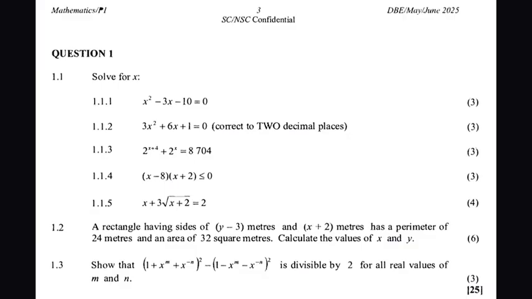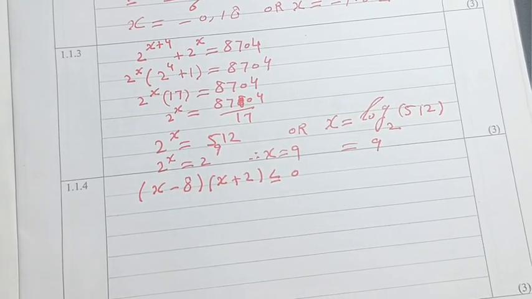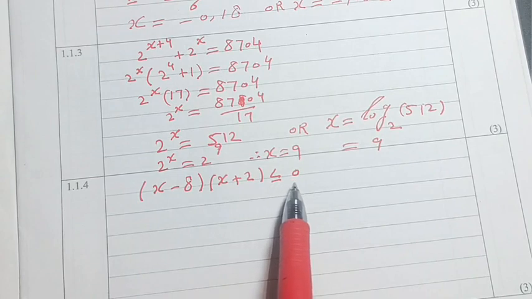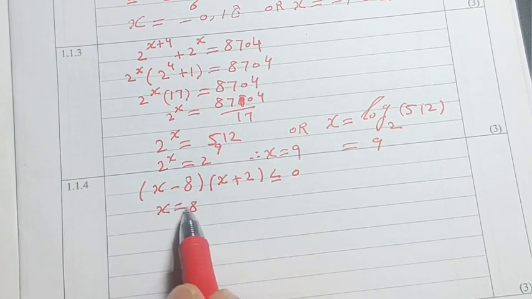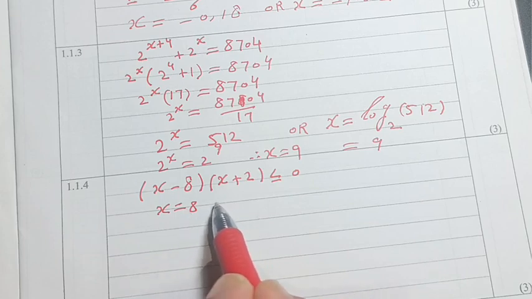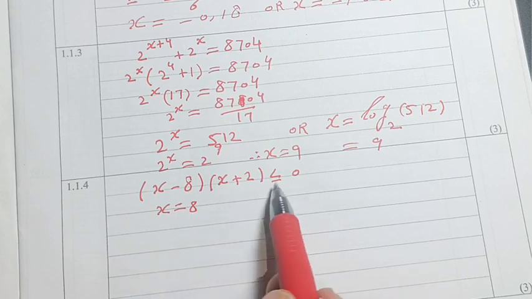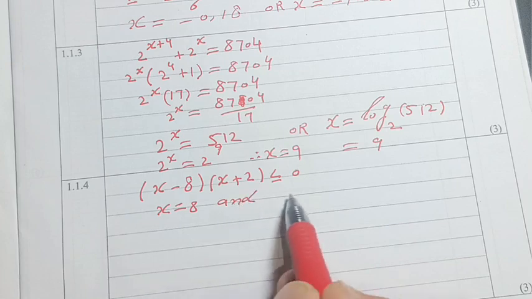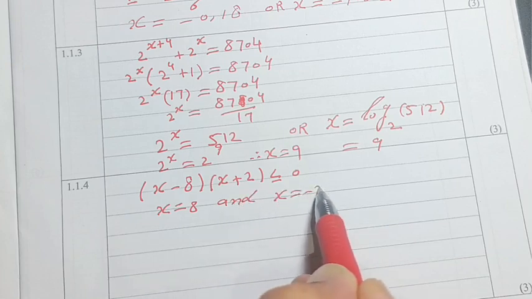1.1.4. This is an inequality question: (x − 8)(x + 2) less than or equal to 0. I first solve for x equal to positive 8, and whenever you see the less than sign, it's going to be an 'and', so it's always going to be two answers. So x is equal to negative 2.